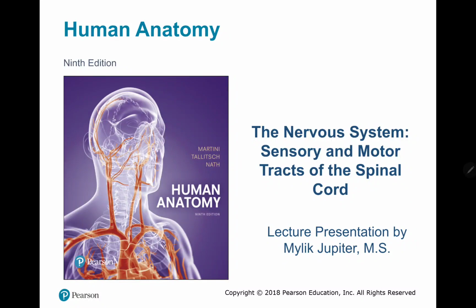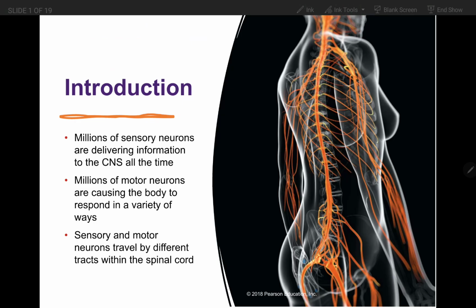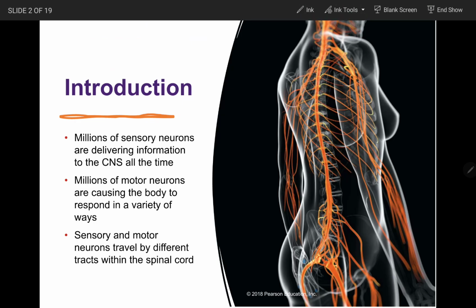Hey guys, so let's talk about the nervous system, specifically the sensory and the motor tracts of the spinal cord. So we know that millions of sensory neurons are going to be delivering information to the central nervous system all the time, all at once. We have a lot of information going to our central nervous system, which consists of our brain and our spinal cord.